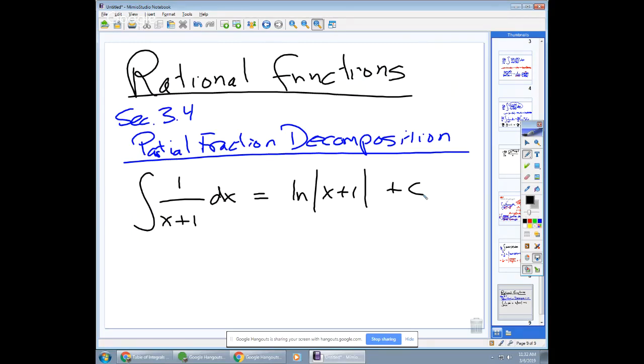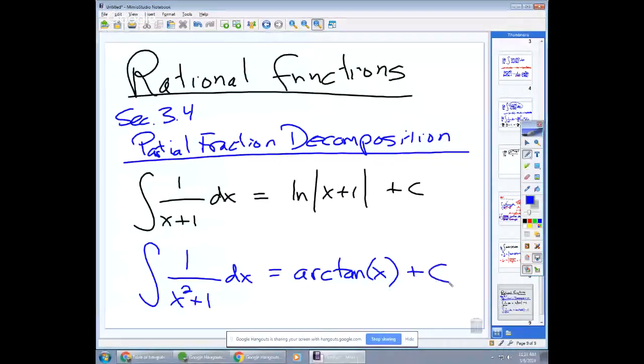What if I had the integral of 1 over x squared plus 1? Anybody remember that one? Tangent. That is the derivative of, not tangent, but arctangent. Okay, so I'll show you another trick.